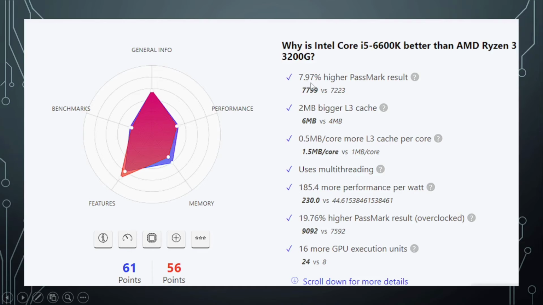So, 7.97% higher PassMark result, 2 MB bigger L3 cache, 6 MB versus 4 MB, 0.5 MB more L3 cache per core, uses multi-threading, 185.4% more performance per watt, 19.76% higher PassMark result overclocked, and 16 more GPU execution units.